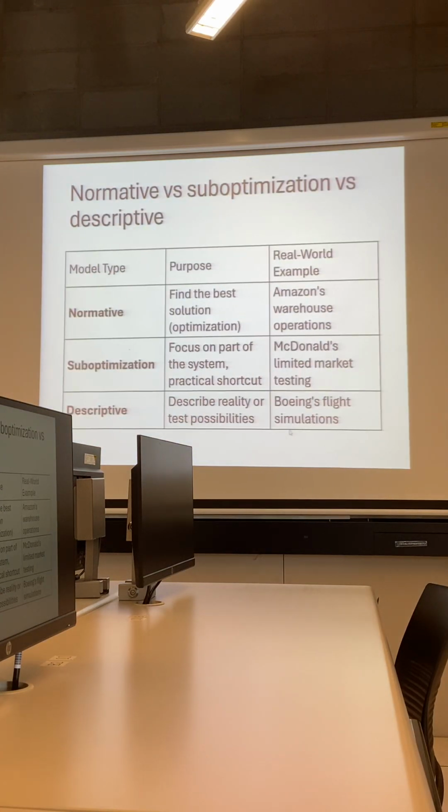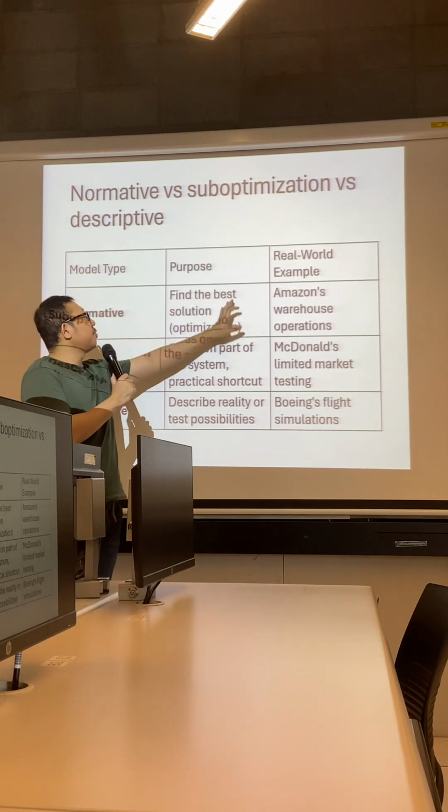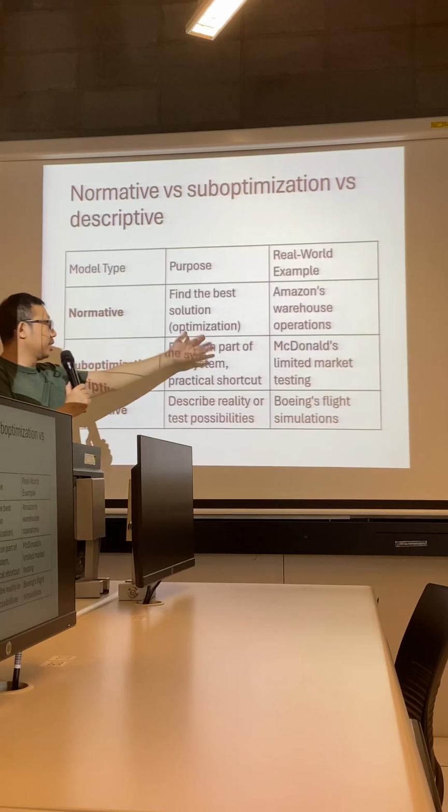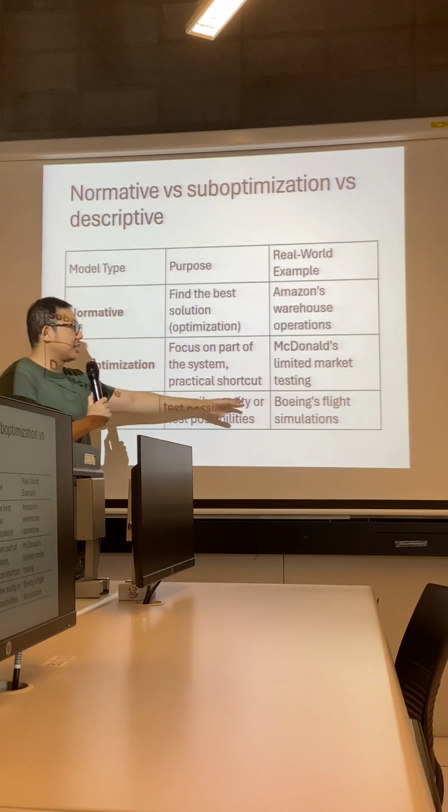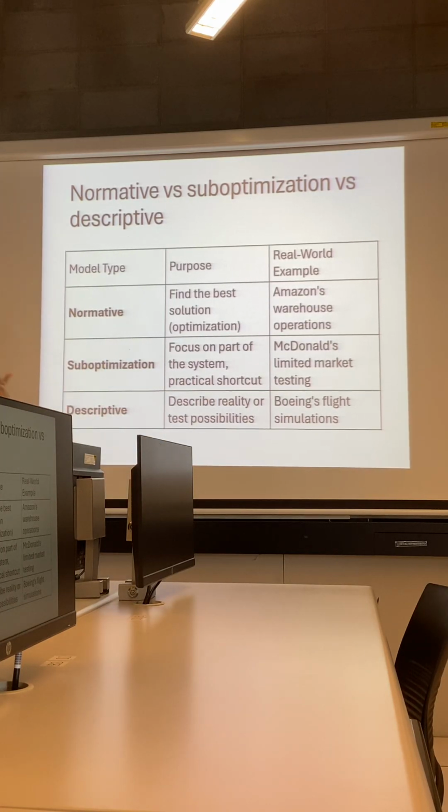So this is kind of the model, normative versus sub-optimization versus descriptive. Normative, they propose, is to find the best solution, or optimization. Sub-optimization just focuses on part of the system, a practical shortcut. So you just remember the McDonald's limited market testing. Descriptive describes the reality of the possibilities. For example, Boeing flight simulation. Somehow it's a simulation, and when it comes to implementation we don't know. Maybe there are a lot of factors that influence it.